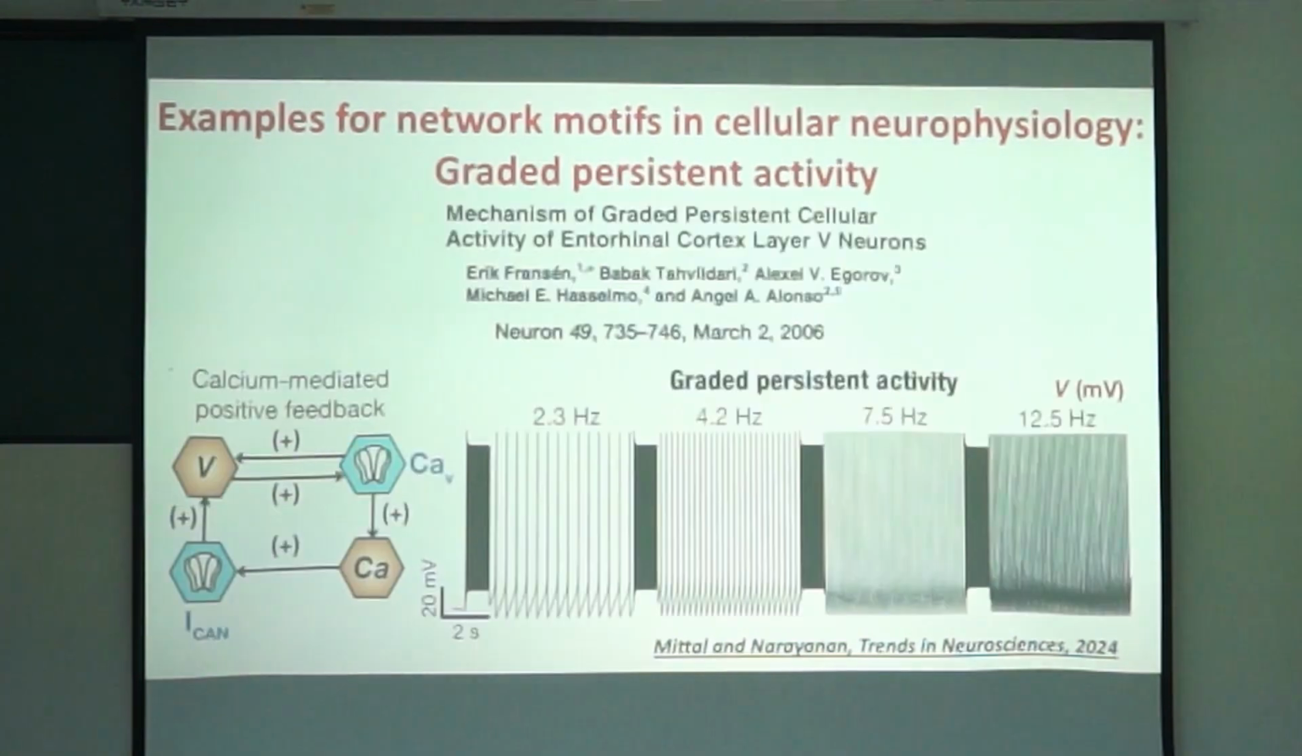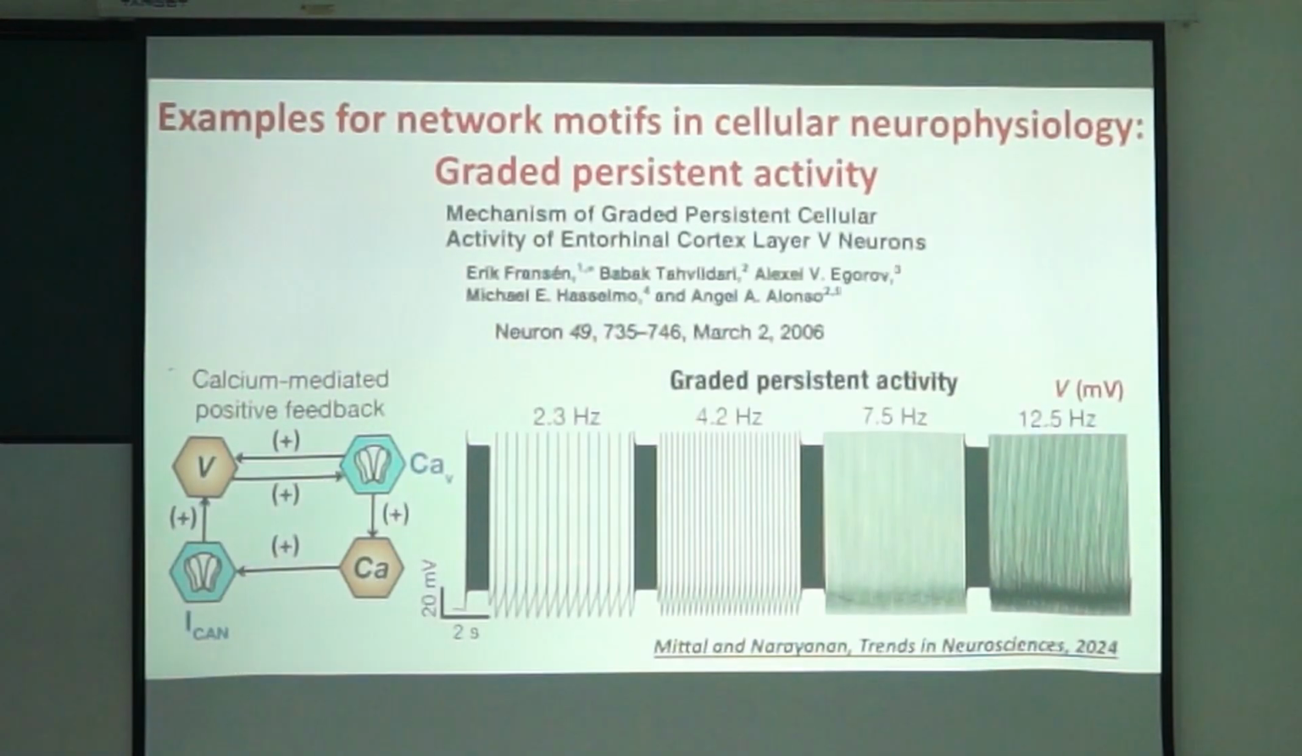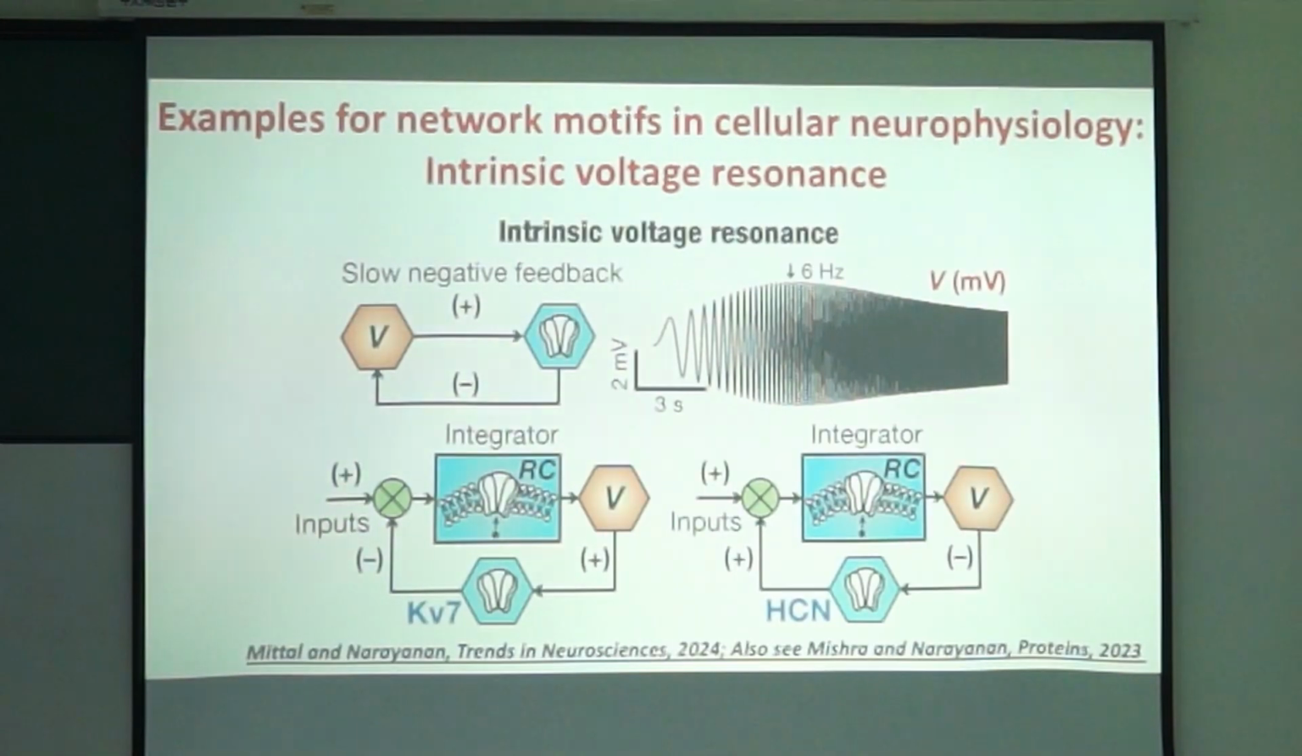That is high frequency adaptation, a similar kind of motif. This is graded persistent activity, which is found in working memory systems. Here also you have a calcium dependent feedback loop, but here it is a positive feedback as opposed to here, which was a negative feedback loop, which gives you this kind of behavior. And we talked about that Hodgkin channel, which I said I will come back to.